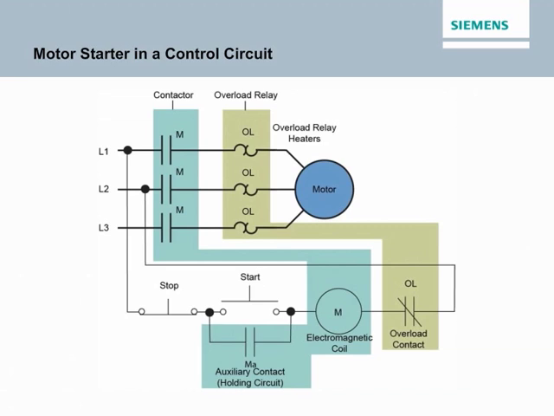Even after the start push button is released, the electromagnetic coil will remain energized because the normally open auxiliary contact, MA, closed when the coil first energized. Current will continue to flow to the motor unless the stop button is pressed or an overload causes the overload relay contacts to open.